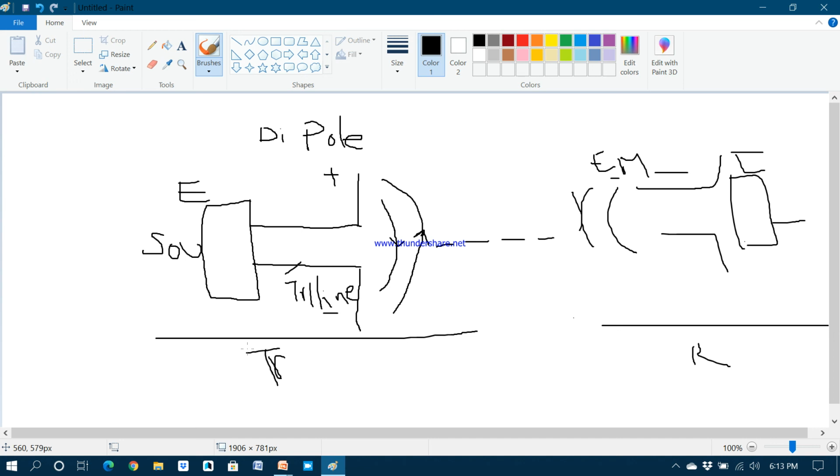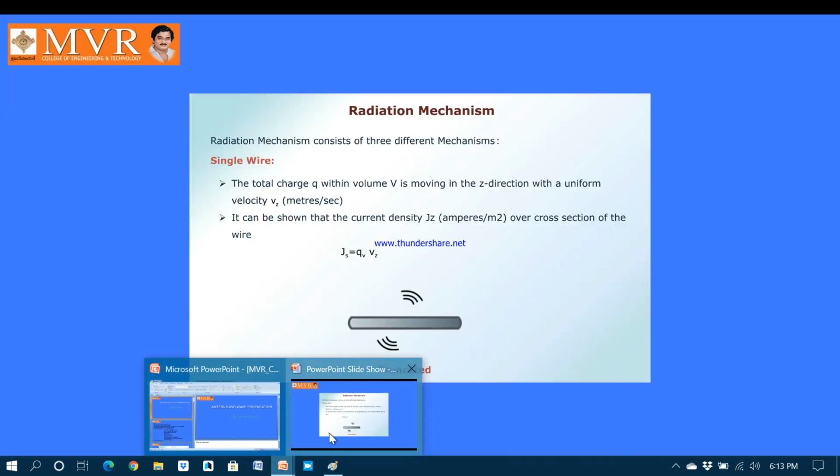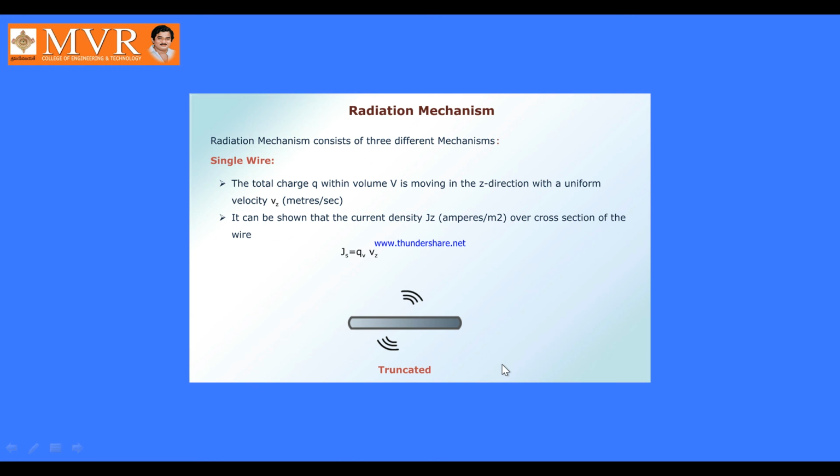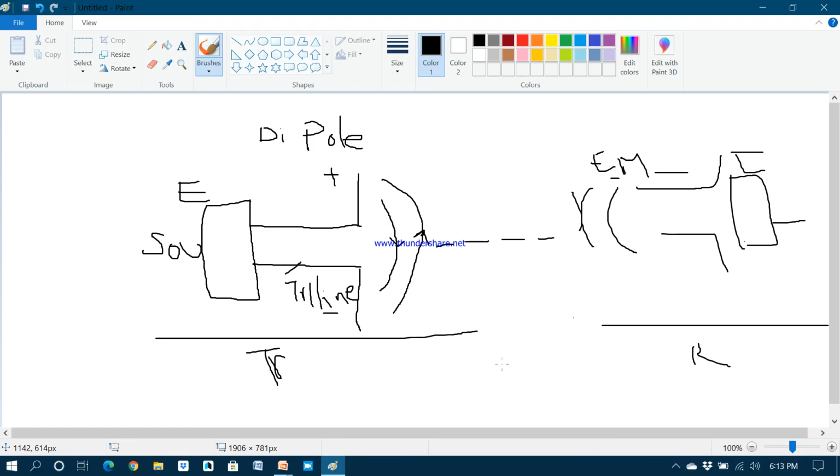The next one is the single wire antenna radiation mechanism. We will discuss and talk about the radiation mechanism. What is the radiation mechanism? Up to now, from the above diagram, we can observe many parameters here: the source, the transmission lines, the electromagnetic waves, the free space.